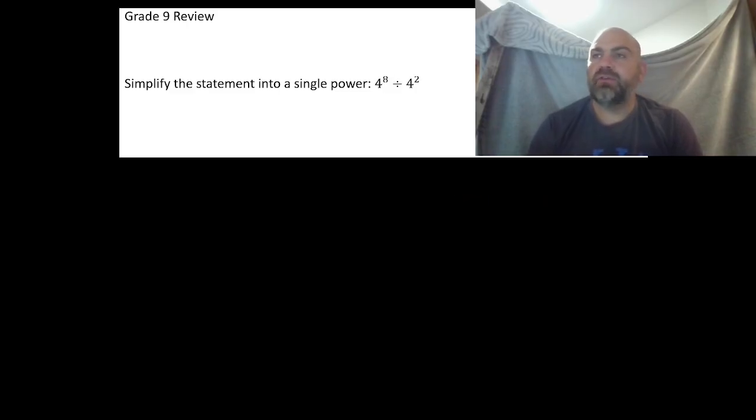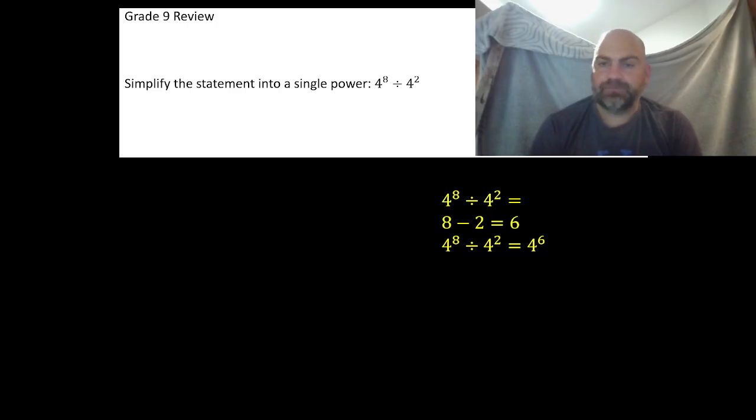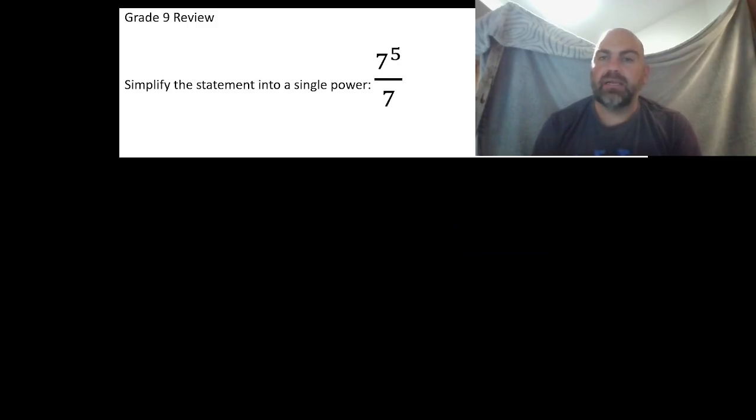Now let's try some dividing. Does anybody remember the rule for dividing powers that have the same base? Well, when we divide powers that have the same base, we are going to subtract the exponents. So in this case here, both of them have a base of 4. We can subtract the exponents, and so our new exponent is going to be 6. And so 4 to the power of 8 divided by 4 to the power of 2 gives us 4 to the power of 6. We just subtract our exponents in that case there.